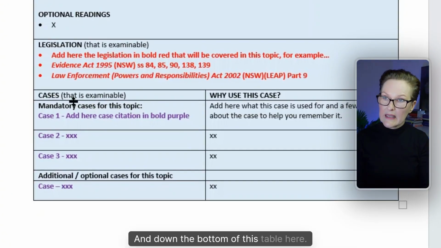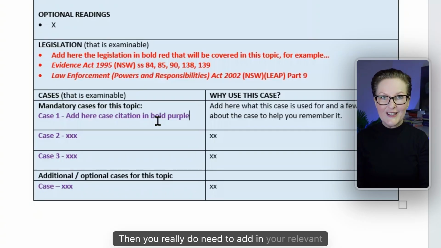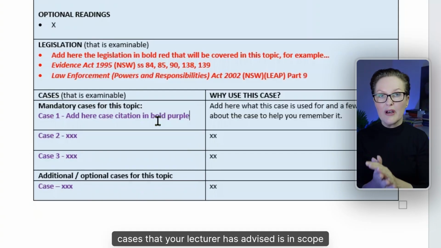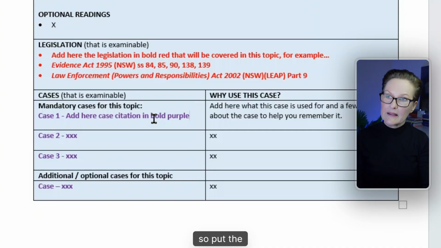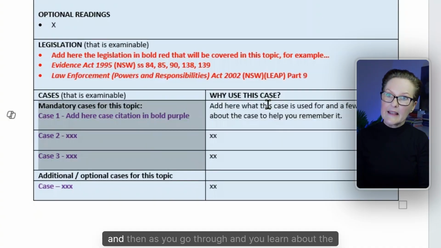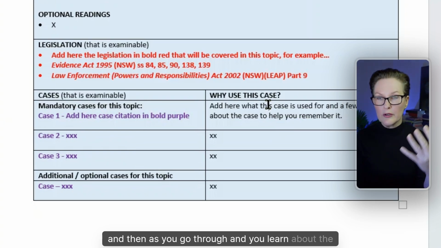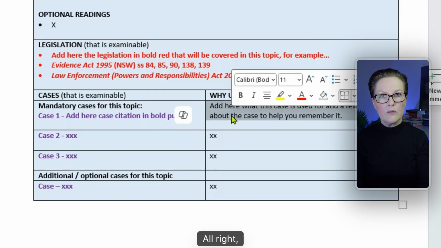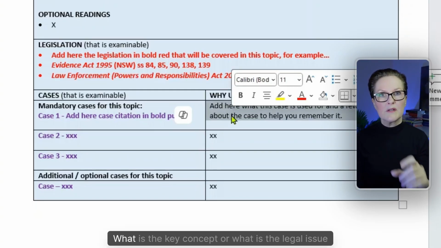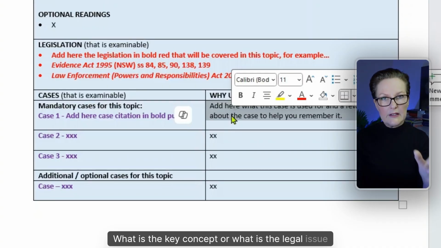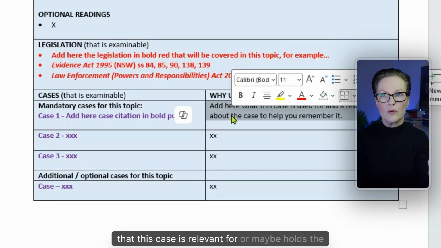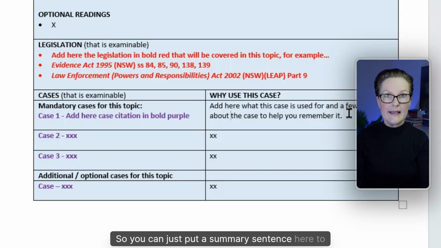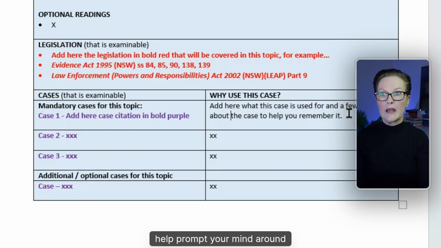And down the bottom of this table, you really do need to add in your relevant cases that your lecturer has advised are in scope for this topic. So put the case name here on the left, and then as you learn about the case, you will need a prompt over here. Why would I need to use this case? What is the key concept, or what is the legal issue that this case is relevant for, or holds the precedent for? So you can just put a summary sentence here to help prompt your mind.